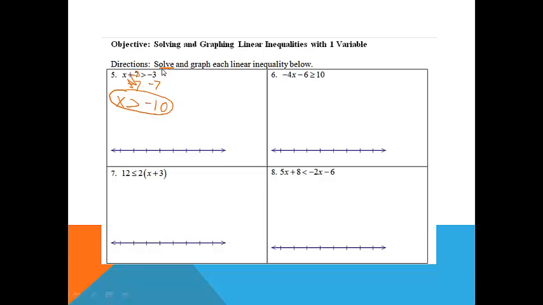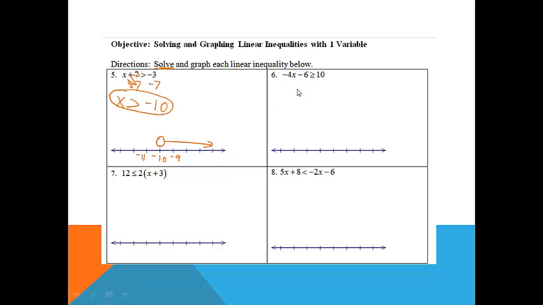So I solved it, and now I still have to graph. So I'll go to negative 10 on my number line. I do need to make sure 3 numbers are on my number line. So there we go. Negative 10 is going to have an open circle because there's no equal sign. Greater than points to the right, and you can check that this inequality sign matches that inequality sign.